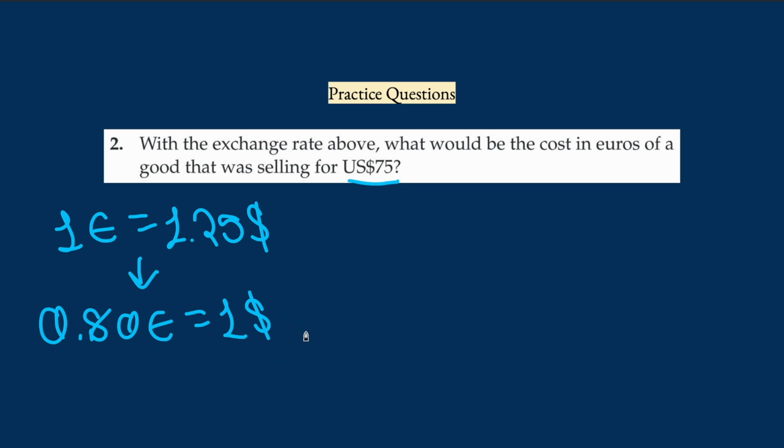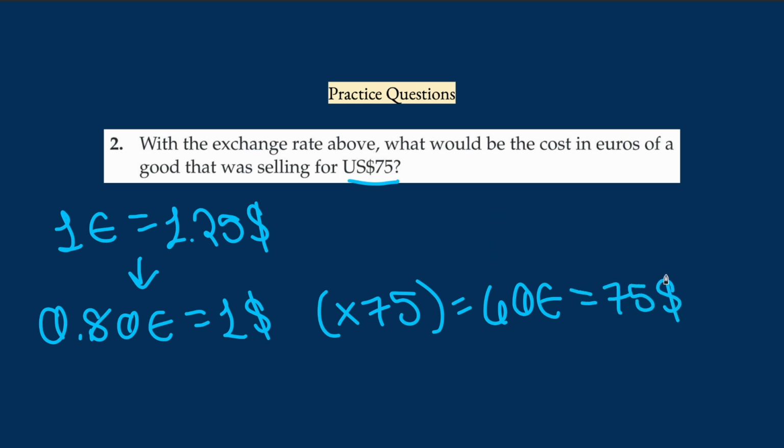So if we multiply both sides by 75, we get 0.8 times 75, which is 60 euros. It's equivalent to buying the same thing for $75 in US dollars.